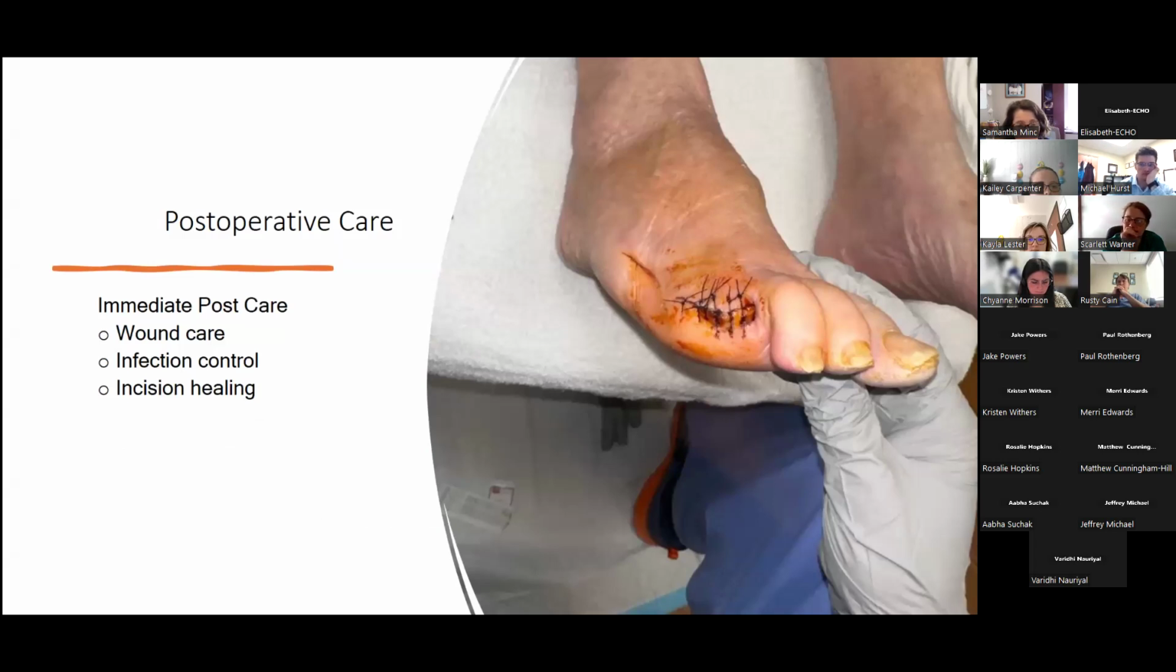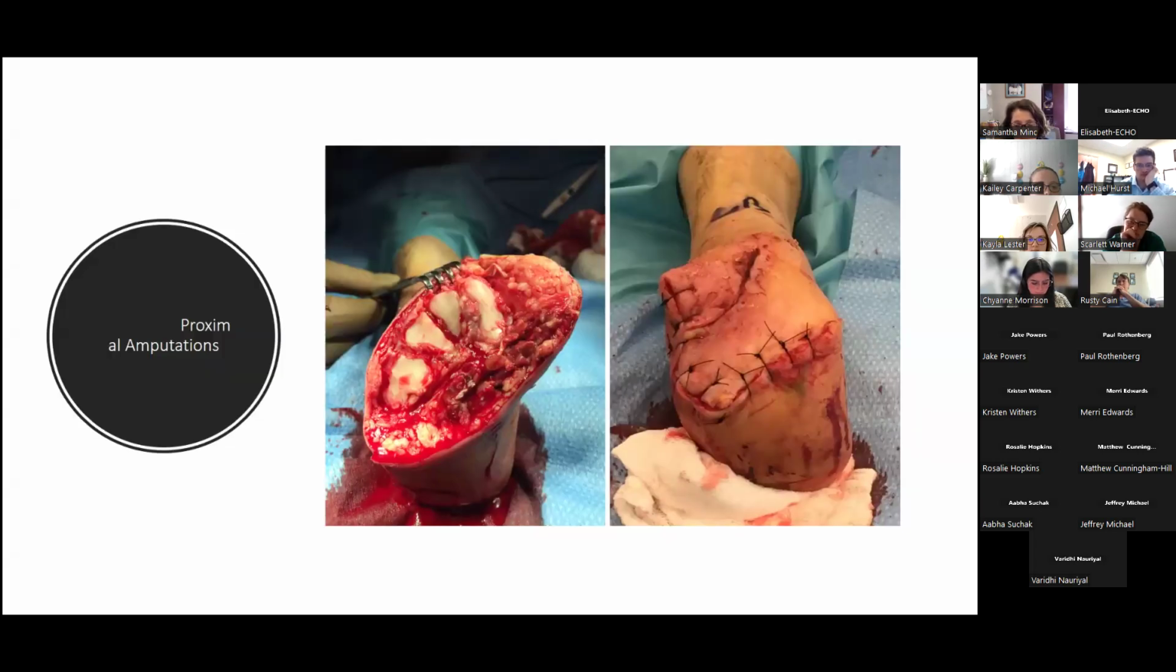So those are the levels. I didn't really hit on the Syme's amputation quite as much. I don't perform a lot of it. I find that patients functionally do better once they get to that point. If they do a below knee amputation, I think if they can get into a prosthetic, they can function a lot better and get back to their life a lot quicker.